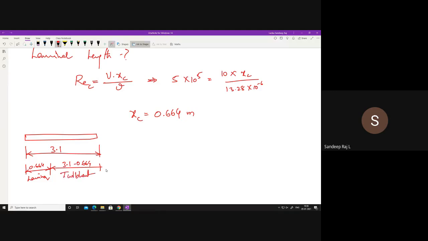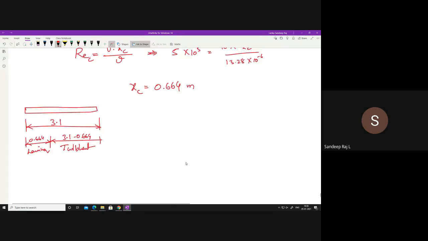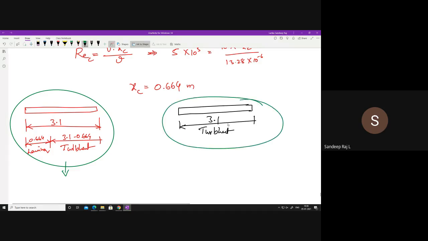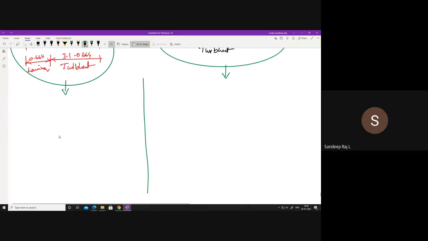So what he is saying is, he wants you to do the calculations this way. On the other side, he is also asking you to do the calculations by considering that the whole length is turbulent. So you have to get the H value and CF value in both the cases. Let us do the laminar and turbulent case first. For that, you have to take the CFL formula.